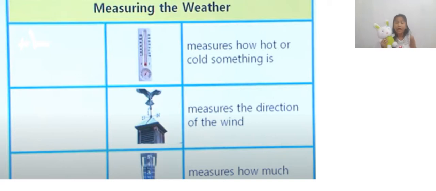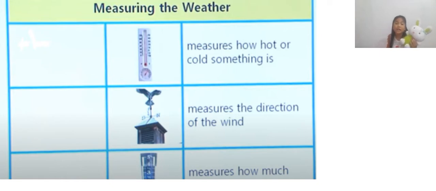Next, we have the thing that can measure the direction of the wind. Wind. What is wind and what can measure wind? Yes, remember that. Wind, and then we add V, A, N, E. Oops, my writing is a little bit bad, right? Because I'm drawing with my mouse. So this is called the wind vane.